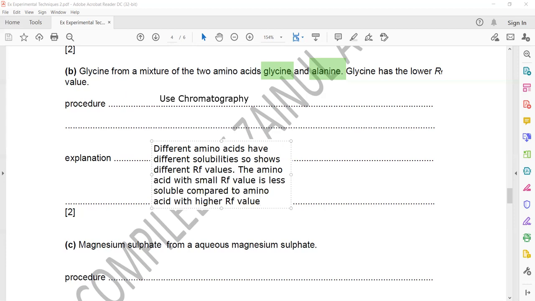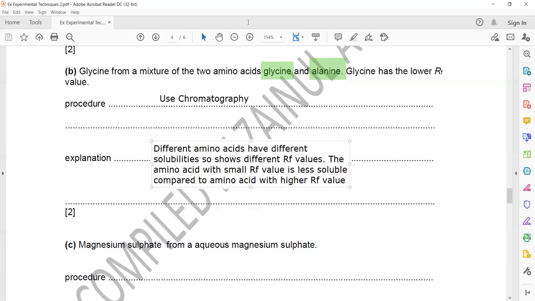So which one is more soluble here? You have two amino acids, glycine or alanine. They give you the hint. Glycine has a lower RF value. So which is more soluble? Alanine is more soluble.